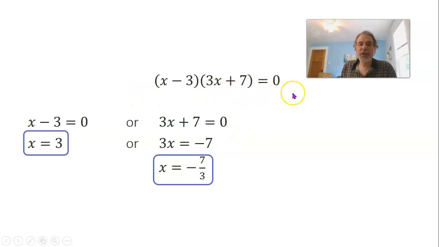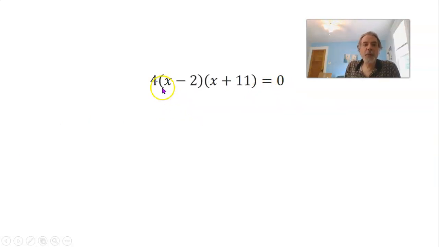So the equation we started out with would be true if we put 3 in for x. Then we'd have 3 minus 3 here would be 0, times 3 times 3 is 9 plus 7 is 16. 0 times 16 does equal 0. And really it doesn't matter what this second thing is. If this first thing is 0, 0 times anything is 0. And the other solution was negative 7/3. If we put that in for x, then that makes this second factor 0, and then whatever this first thing is times 0 is going to be equal to 0.